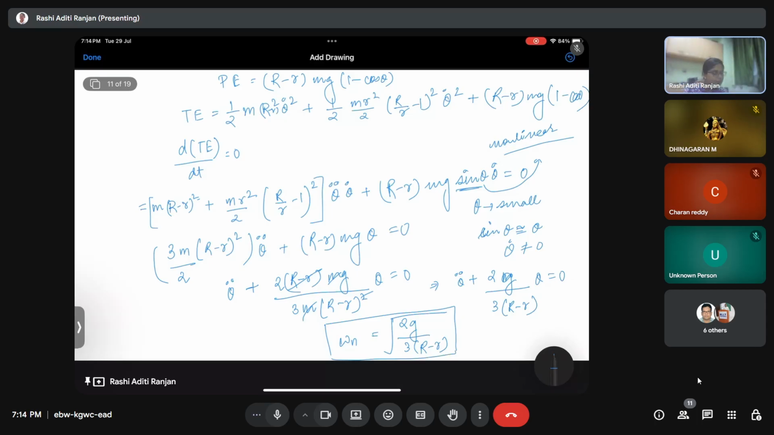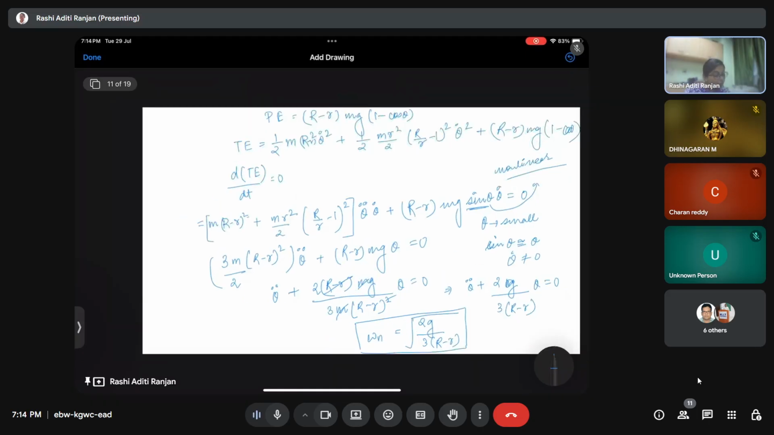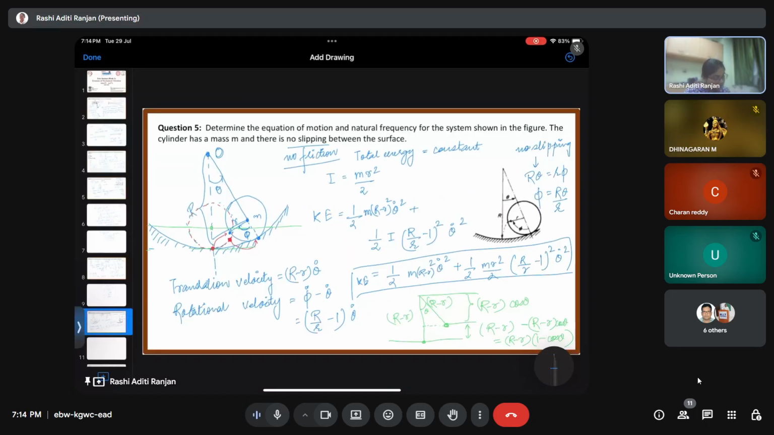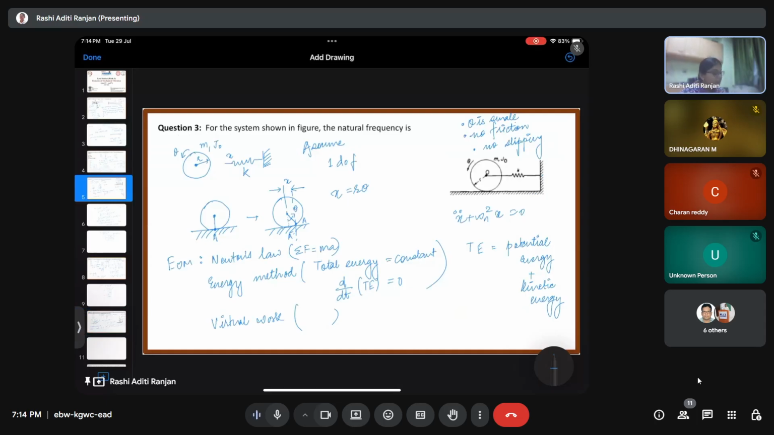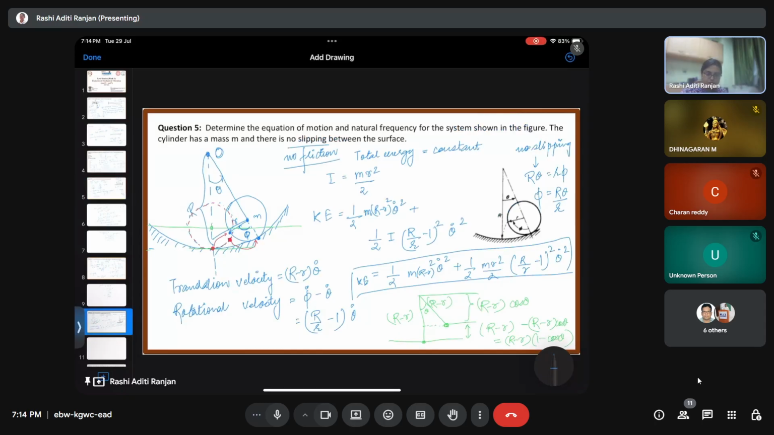Okay, I hope this is clear. So the only difference between this question and the earlier question is that here the center was not rotating with respect to any reference state, right? So here we didn't use the concept of relative velocity, but there we did use. Okay.